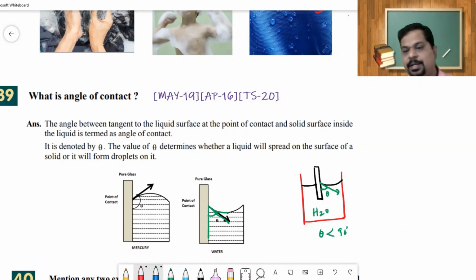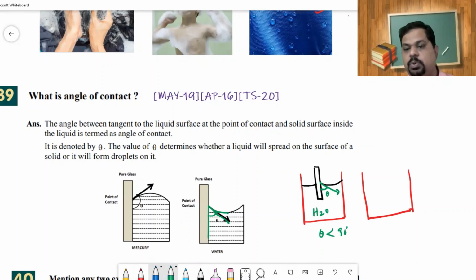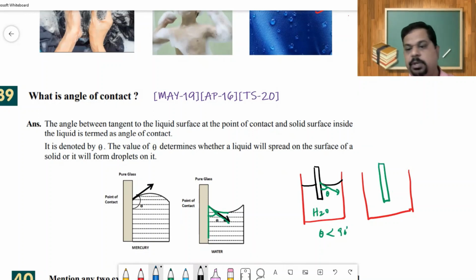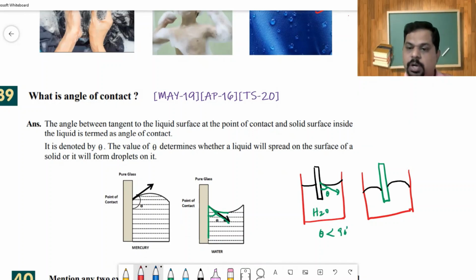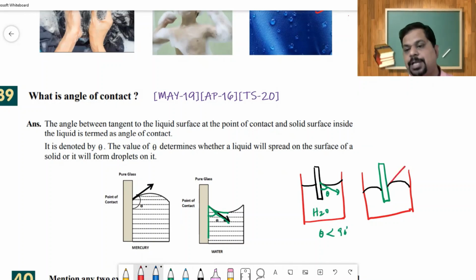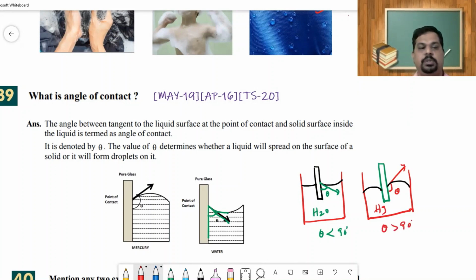On the other hand, if you take mercury, when compared to adhesive, cohesive forces are more. So what happens is mercury depresses. That means it won't rise. So here you need to draw the tangent like this, because angle of contact is always measured inside the liquid. So this is the tangent here, this is the angle. So for mercury, theta will be more than 90.